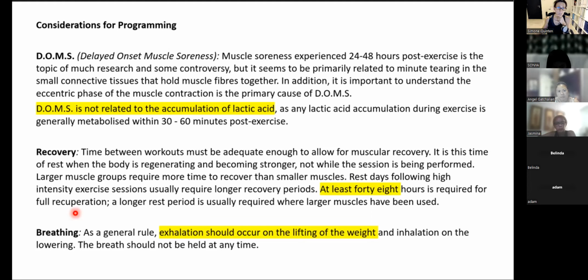The third consideration when you are doing your program is that you really make sure that you teach your client from the very beginning how to breathe. Usually we say when you are doing the effort, in the concentric phase, you exhale. And when you do the eccentric phase, the relaxation phase, you inhale.